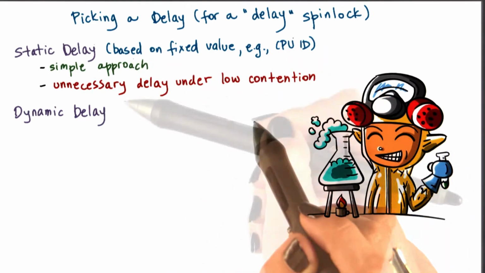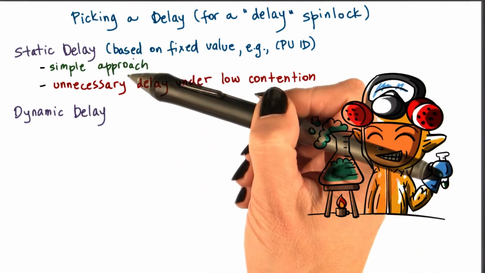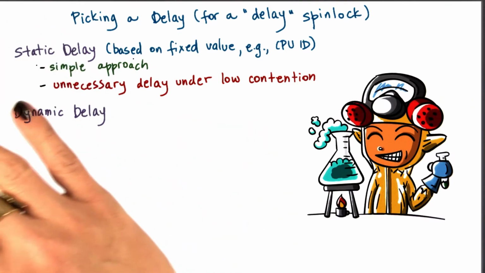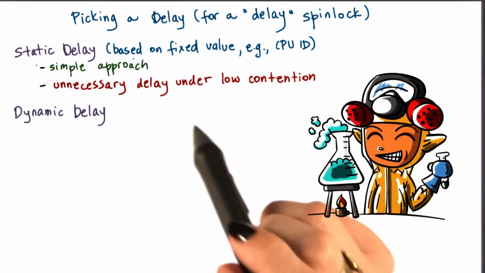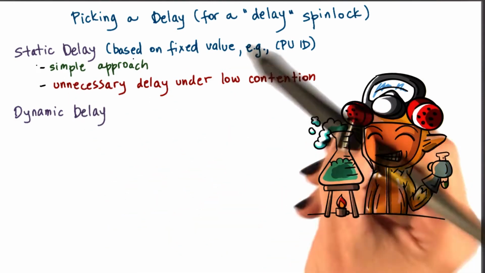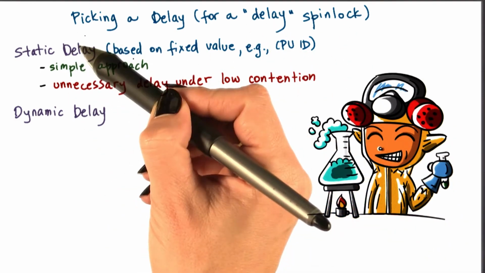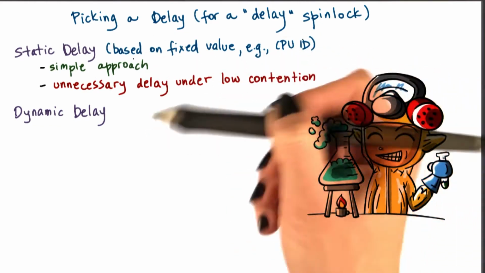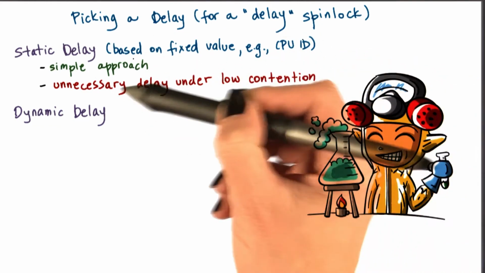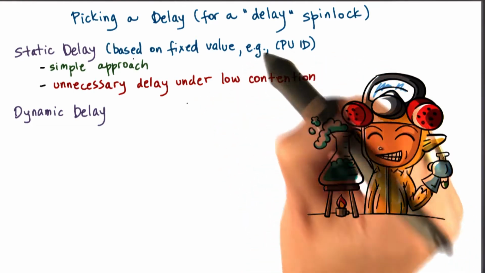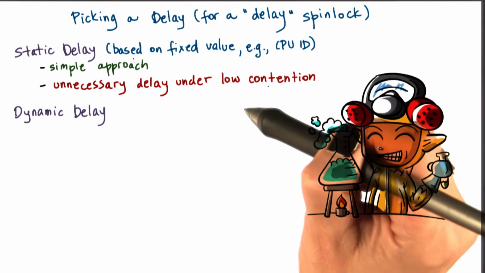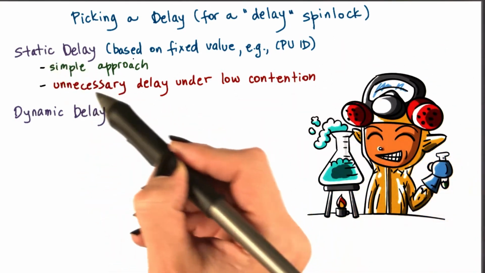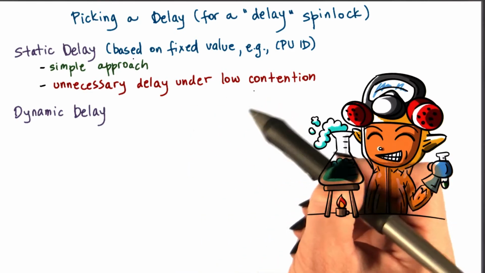particular CPU. The benefit of this is that it's a simple approach, and under high loads, likely the static delays will nicely spread out all of the atomic references so that there's no contention. Clearly, the delay will have to be a combination of this fixed information and the length of the critical section, so that one process is delayed 1 times the critical section, another process is delayed twice the critical section, and so forth. The problem is that this will create unnecessary delay under low contention.